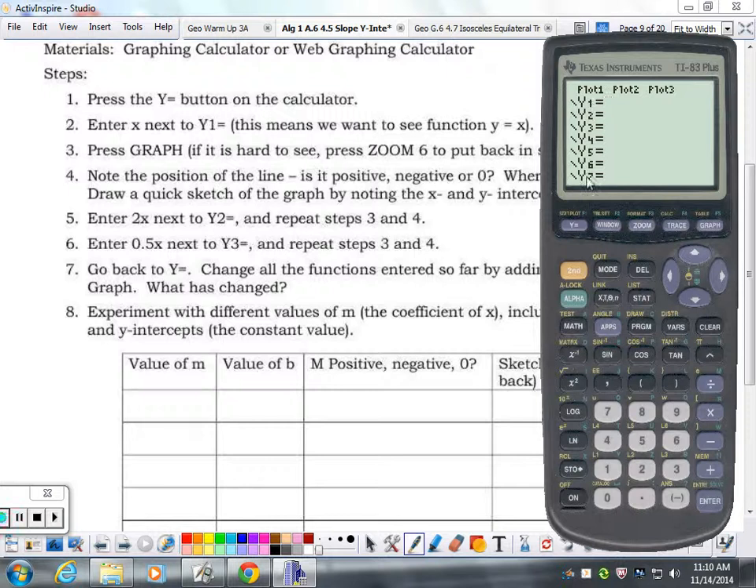These all must be solved for y. If you want this graphing calculator to graph something for you, it always has to be y equals. So if you ever want to use this thing and you have an equation, you're going to have to put it in y equals form.